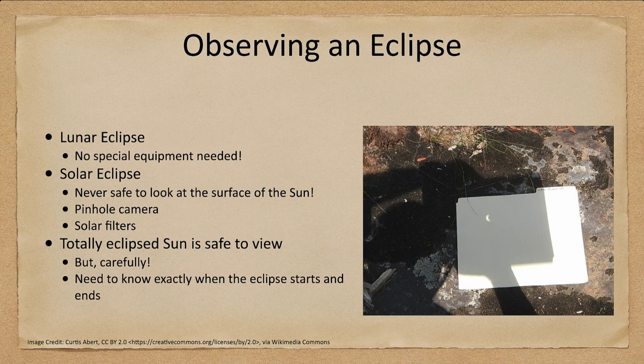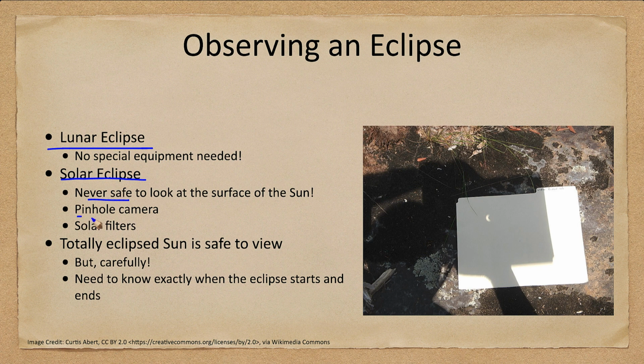Now, how do you go about observing an eclipse? Well, lunar eclipse, very easy. You don't need anything. You can just go look at it. A solar eclipse, you do not want to look at. It is never safe to look at the surface of the sun, whether it's eclipsed or not. It is extremely bright and can potentially cause damage to your eyes.